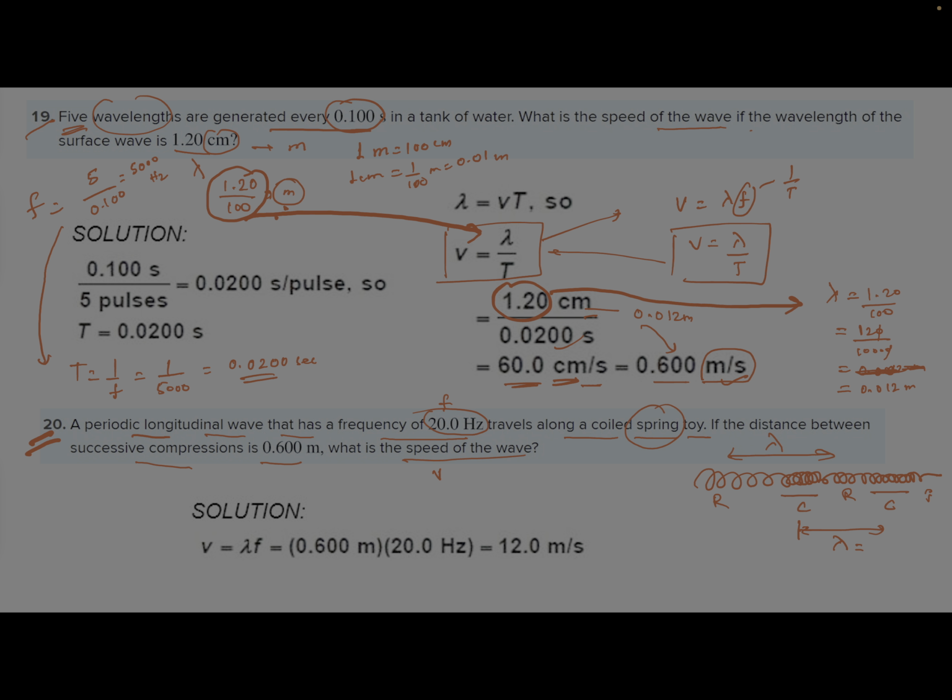So two successive compression, it means they have given you wavelength. They have not given direct wavelength, correct? They have given in words. So 0.600 is the wavelength, and they have given you frequency. So what is the formula? V is equals to lambda f. So lambda 0.600 and frequency 20. So once you multiply it, you will get 12 meter per second. That will be your answer.